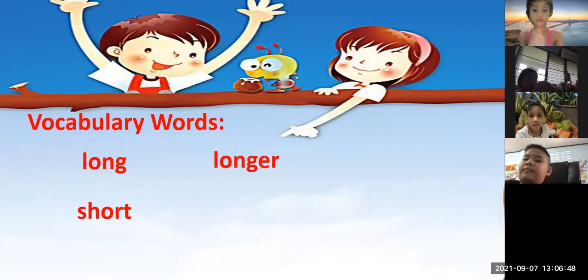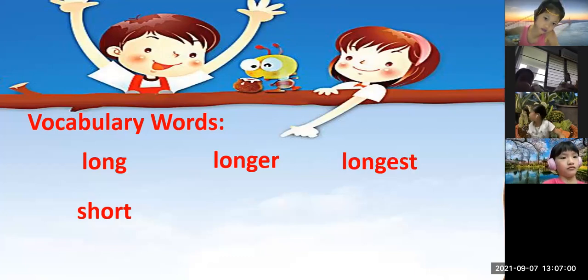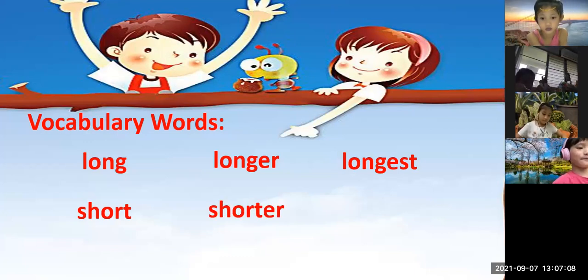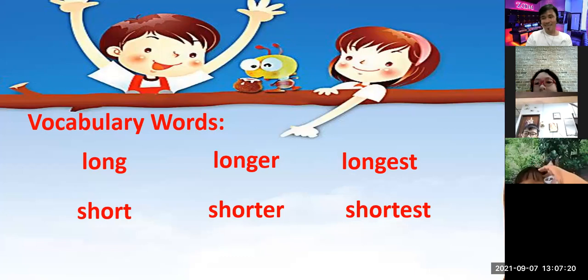How about longer? Longer. ยาวกว่า Yao kwa. Thank you. Very good. How about longest? ยาวที่สุด Yao tizut. Very good. How about shorter? สั้นกว่า San kwa. Very good. And how about shortest? Shortest. สั้นที่สุด San tizut. Okay, good. You still remember. Now here we go.